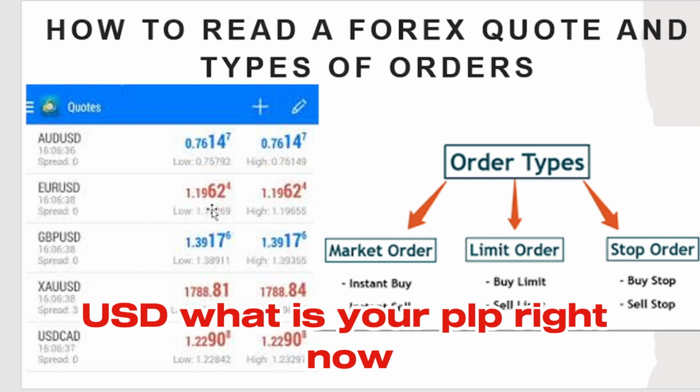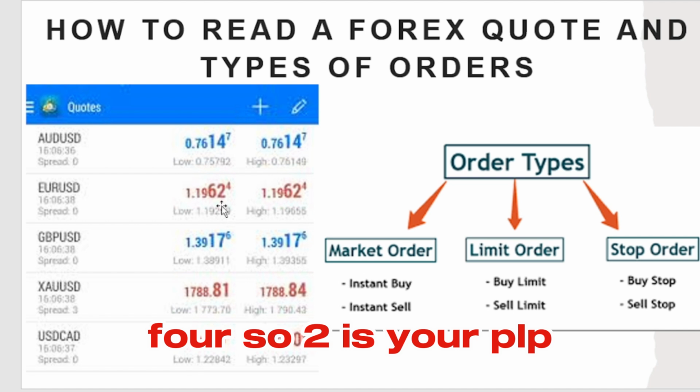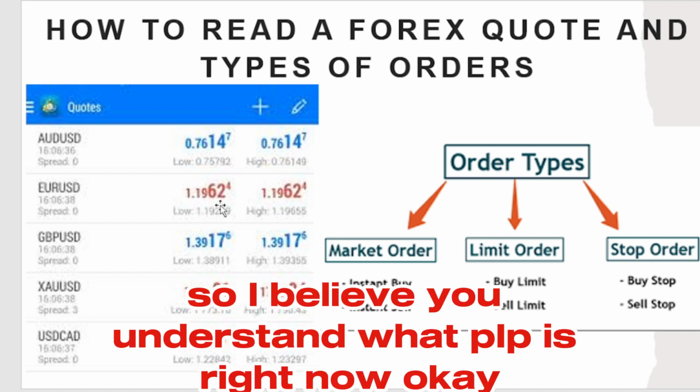How about EUR/USD? What is your pip right now? Let's count again. After the decimal point, 1, 2, 3, 4. So 2 is your pip. So I believe you understand what pip is right now. Okay.